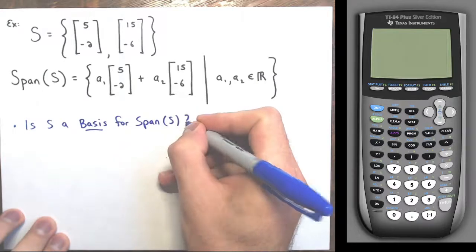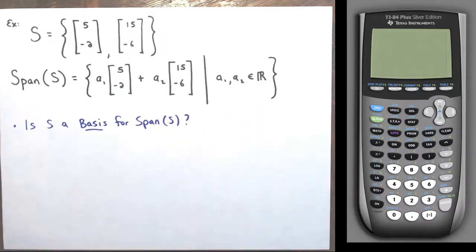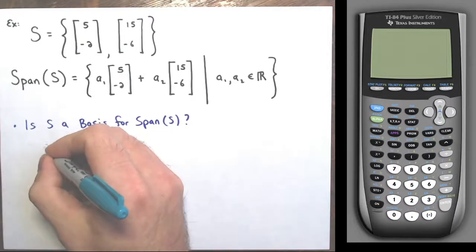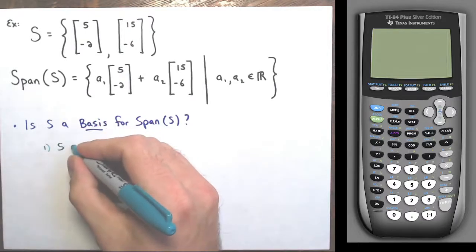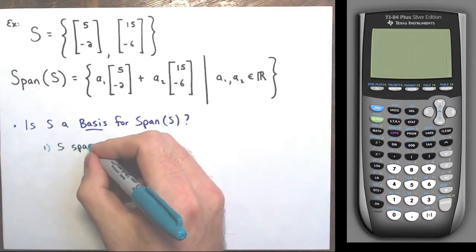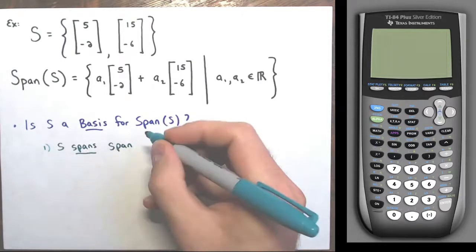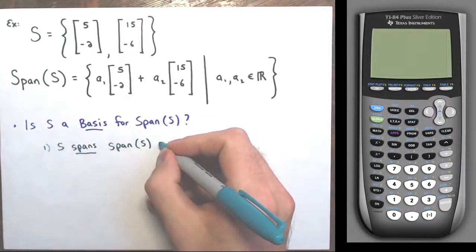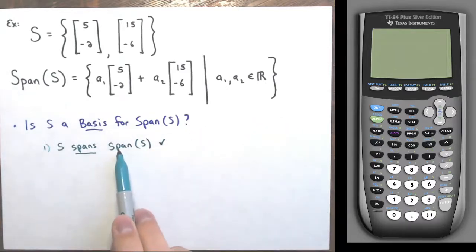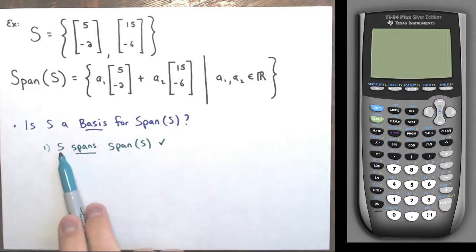All right. So again, the first one's obvious. S does span the span of S, right? I do not need to check that because by definition of the span, every vector in the span of S is a linear combination of the vectors of S. So S spans the span of S.